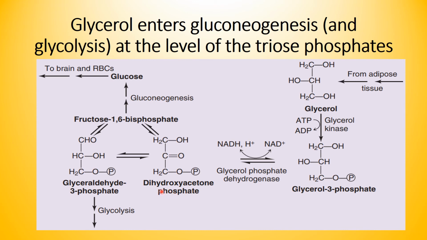Glycerol 3-phosphate is then converted into dihydroxyacetone phosphate, which can be interconverted into glyceraldehyde 3-phosphate. The conversion of glycerol 3-phosphate into dihydroxyacetone phosphate is catalyzed by glycerol phosphate dehydrogenase, and there is also a production of NADH. Now this dihydroxyacetone phosphate or glyceraldehyde 3-phosphate can follow the pathway of glycolysis. Rather than being converted into glucose, they can undergo the glycolytic pathway and then the TCA cycle.